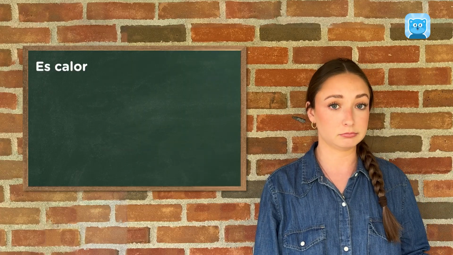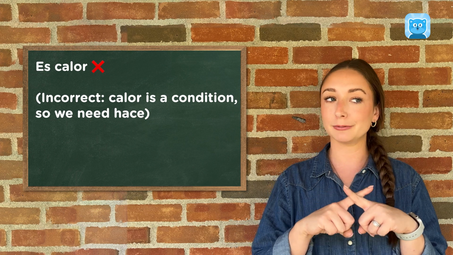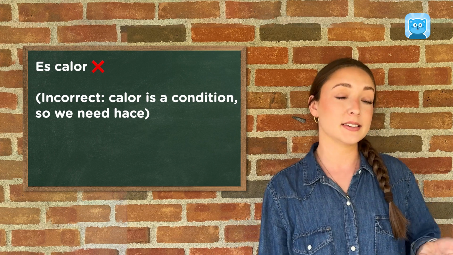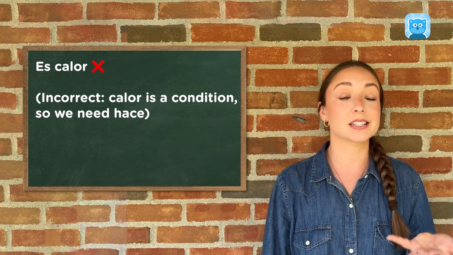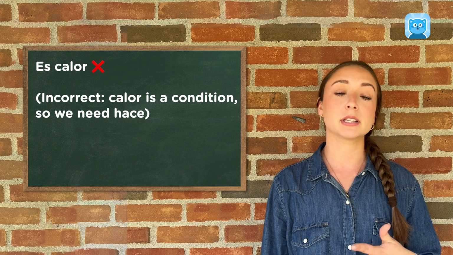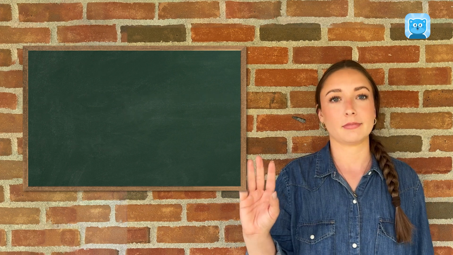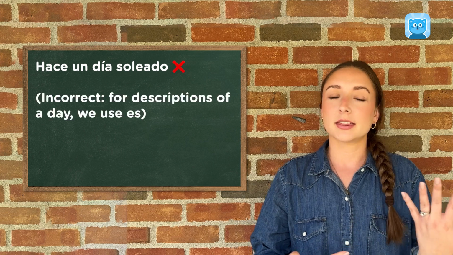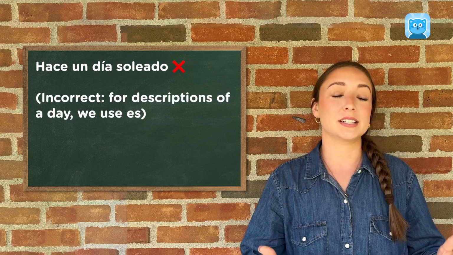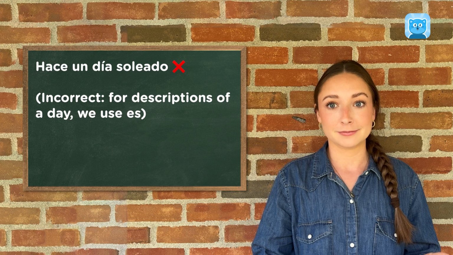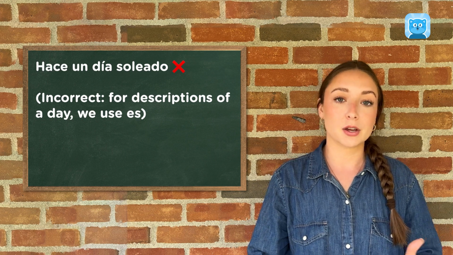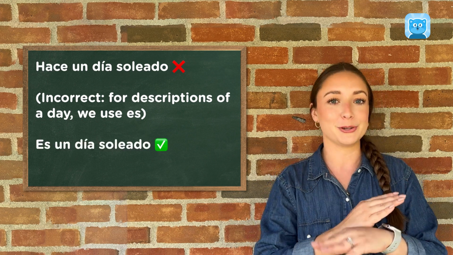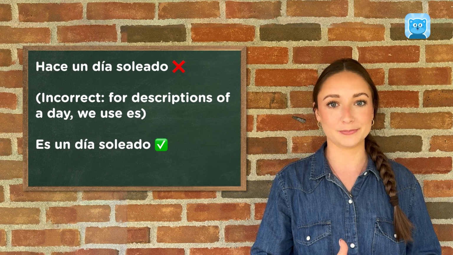Es calor. Es calor, we cannot use that. Calor is a condition, so we need hace to make the sentence work. So instead, you would say hace calor. In hace un día soleado, I think that they're trying to convey what the day is like. So in this case, instead of hace un día soleado, you would say es un día soleado, because you're describing what the day is.